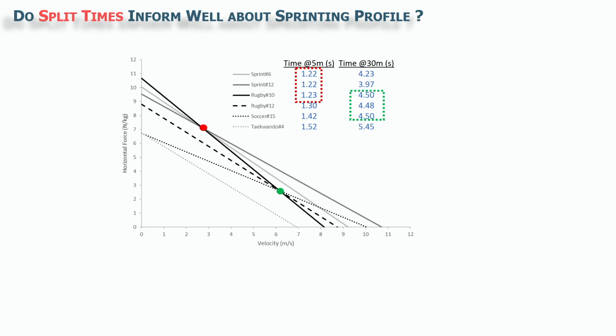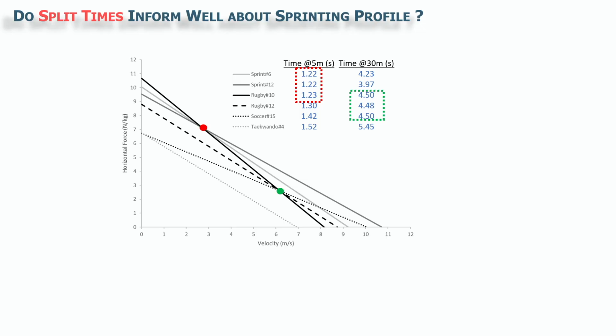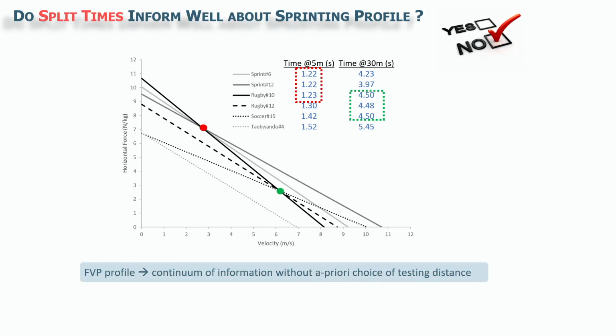And the issue with considering only split time is that your comparison between athletes depends on the sprint distance you choose to do the comparison. Why choosing 30 meters? Why not 40? Why not 25? The advantage of the force-velocity relationship is to have a continuum of information, without the need for an a priori choice of the distance of the test. You can do the test on 20, 30, or 40 meters. You will have the same information, more or less the accuracy of the testing.